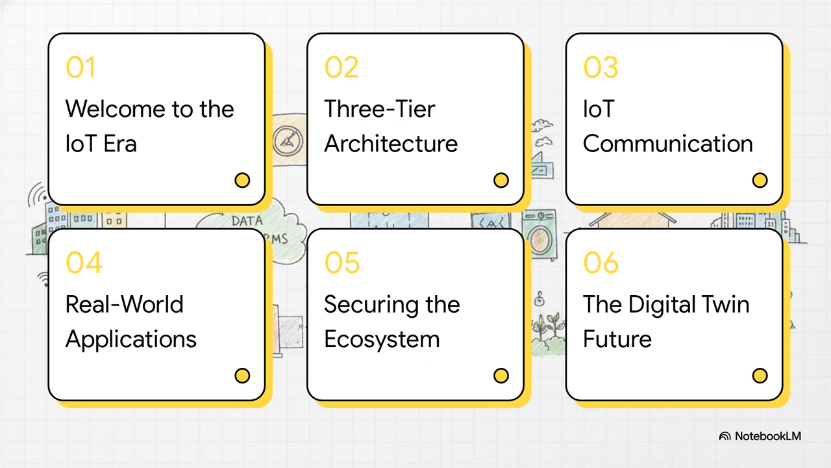Well, here is our game plan for today. We'll start with the IoT era, then break down the three-tier IoT architecture, look at how IoT devices communicate, explore some real-world IoT applications, talk about securing the IoT ecosystem, and wrap up with the digital twin future. We're basically going to follow the epic journey of a single data point, from a tiny sensor out in the field all the way up to the cloud.